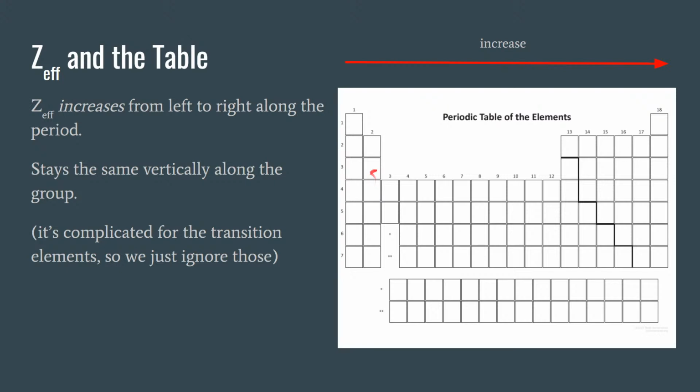The core increases when you go down. It goes from 2 to 10. When you're going from the second row to the third row, it goes from 10 to 18. But you've also increased the number of electrons by the same amount. So the valence remains the same. The effective nuclear charge remains the same. The first column, the effective nuclear charge is 1 all the way down. The second column, the effective nuclear charge is 2 all the way down.